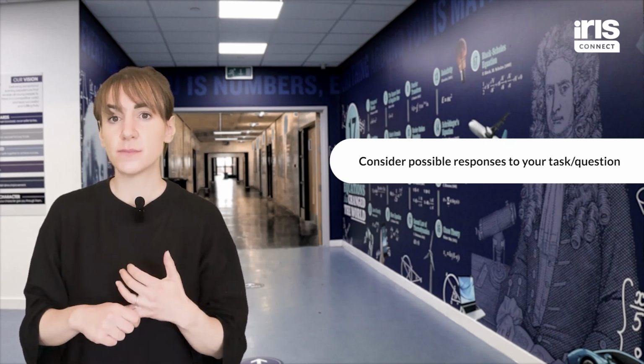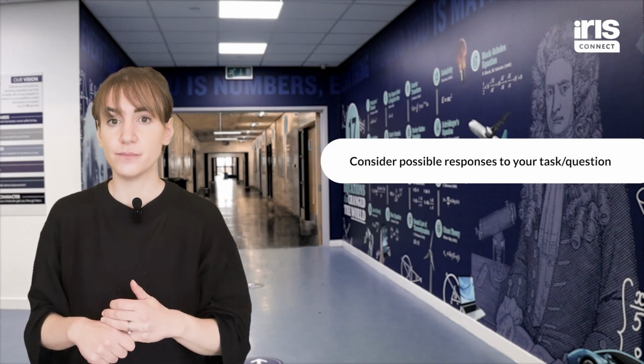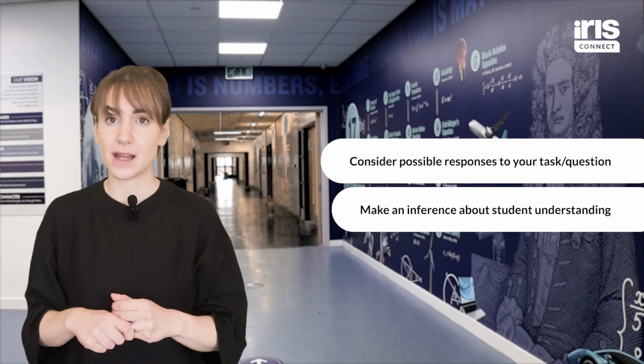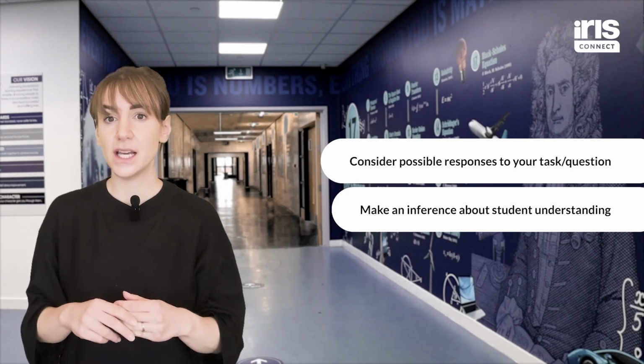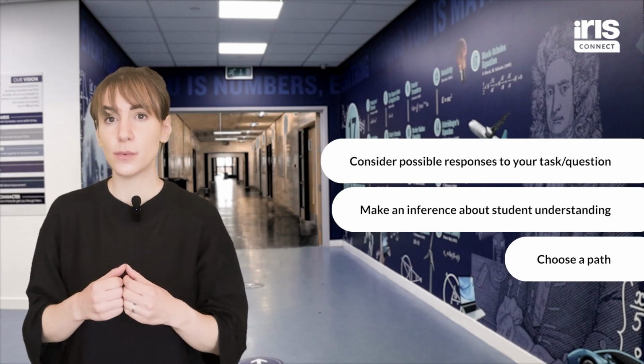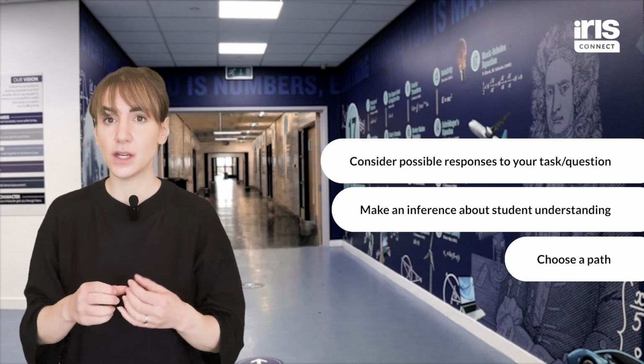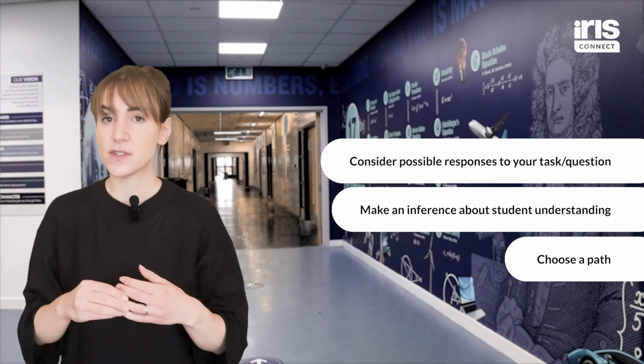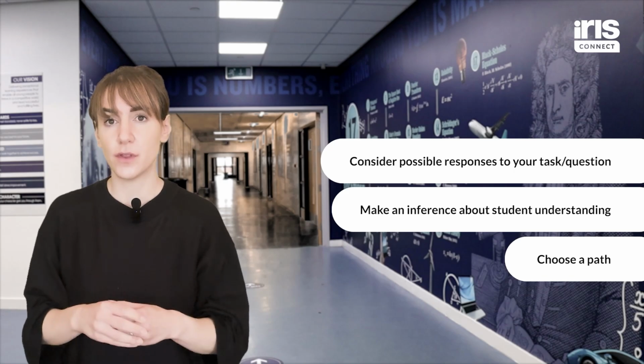Consider possible responses to your task and question. Make an inference about student understanding. And finally, choose a path. For example, decide what you're going to do if all students grasp what you've set them, if some are struggling, or if all of them are struggling.